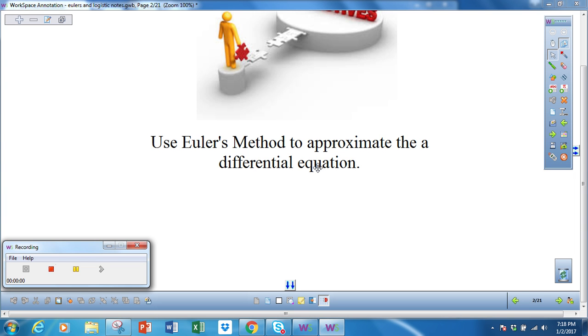Okay, welcome to Euler's method. Euler's method is used to approximate a differential equation.